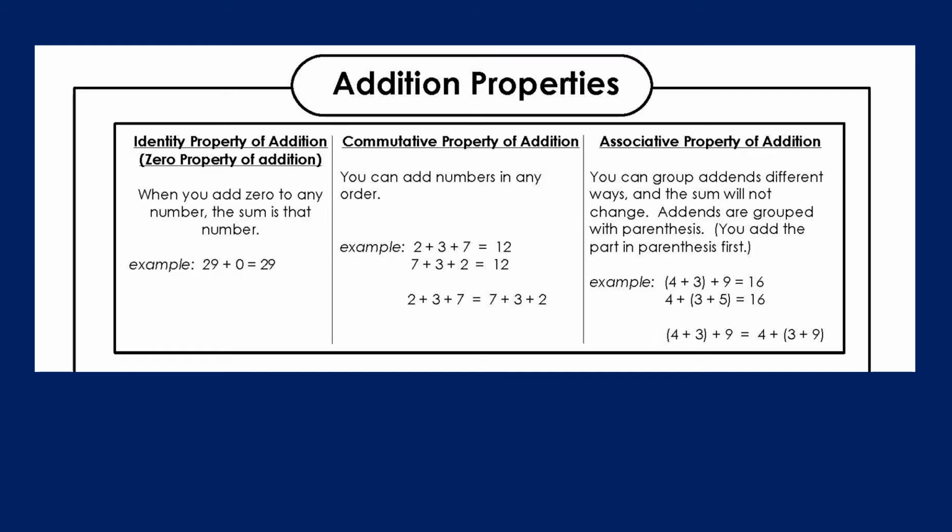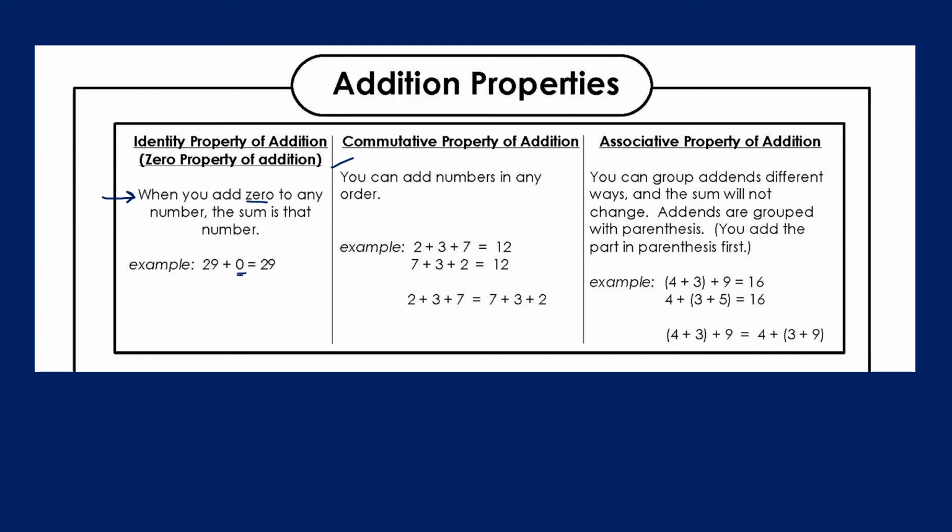Addition properties. Identity property of addition and the zero property of addition. When you add 0 to any number, the sum is that number. For example, 29 plus 0 equals 29.